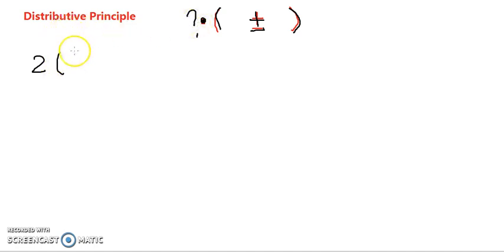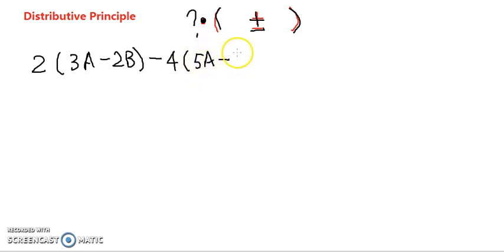So in cases that we have two pairs of parentheses, then we have to use the distributive principle twice. So for example, if we have 2, there's nothing between the number 2 and the parentheses, so that means it's a multiplication. We put, say, 3a minus 2b, and then we can continue this and put a minus 4 parentheses 5a minus 3b. So as we can see, we have two pairs of parentheses here.